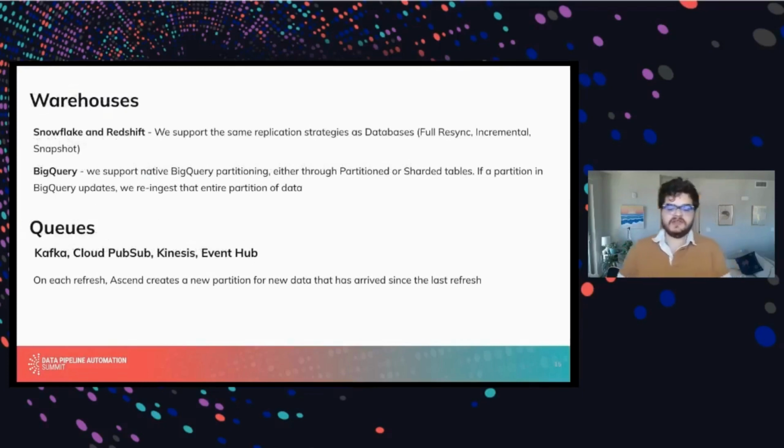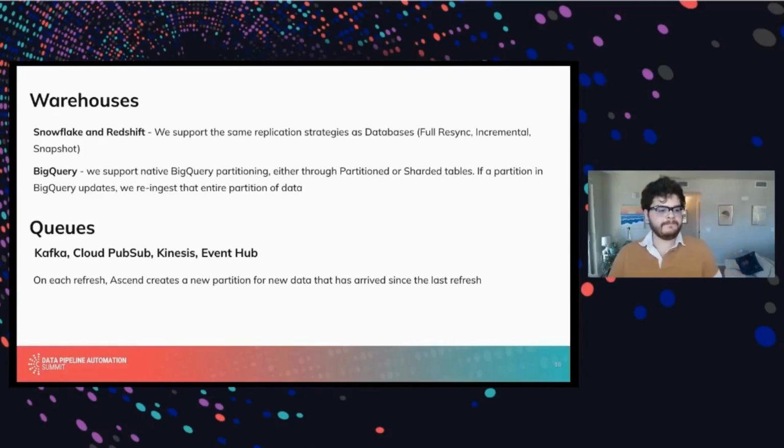So a couple of other types of read connectors that we work with, warehouses. Snowflake and Redshift work very similar to our other databases. They have the same replication strategies, full resync, incremental, snapshot. So the partitioning there works pretty much the same. For BigQuery, actually, we support native BigQuery partitioning. So if you have a partitioned or a sharded table, we respect those partitions. If specific partitions in your BigQuery change, then we re-ingest just that partition. For queues, these work very similar to the CDC stream we talked about, in that every time we refresh, we just create a new partition with the latest records or messages that have arrived.